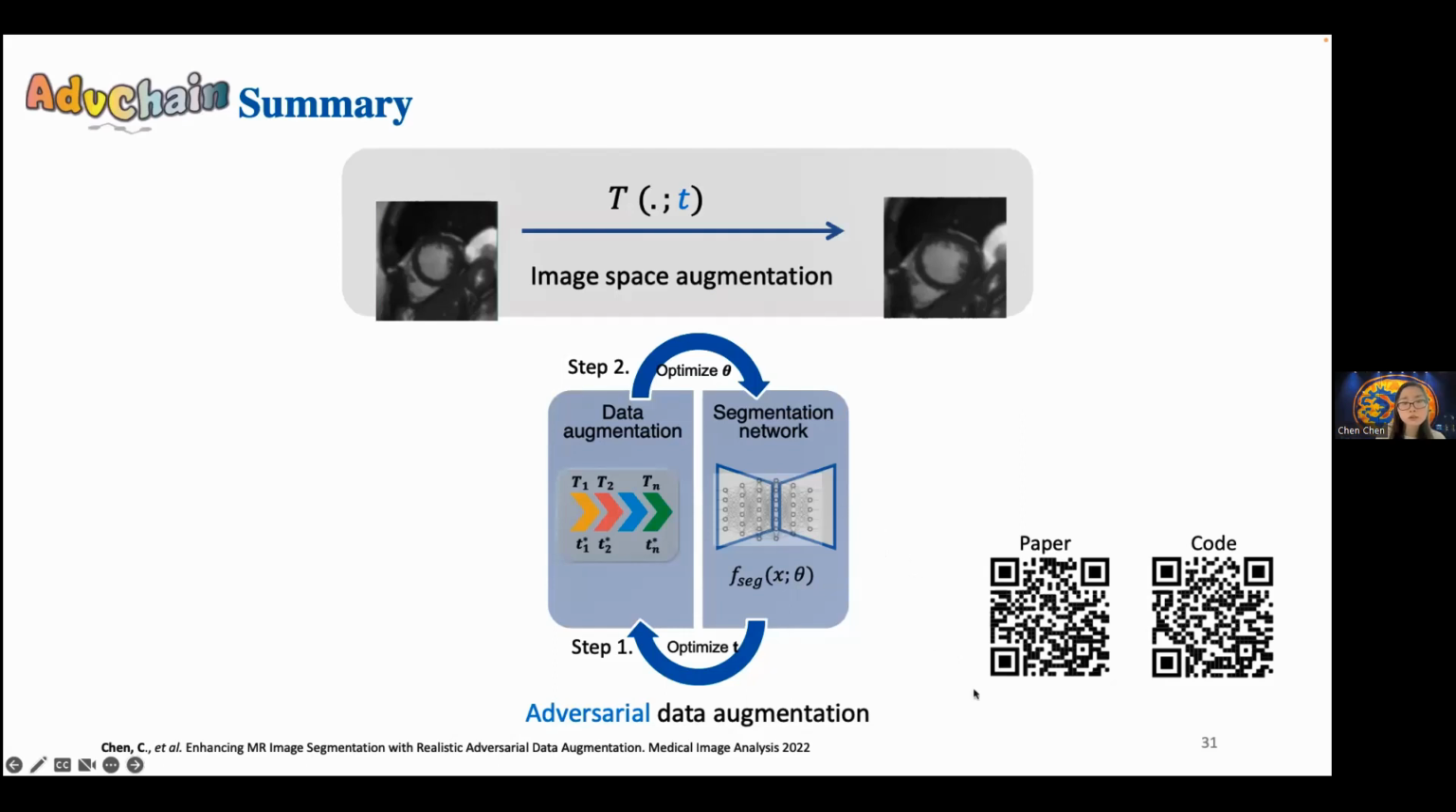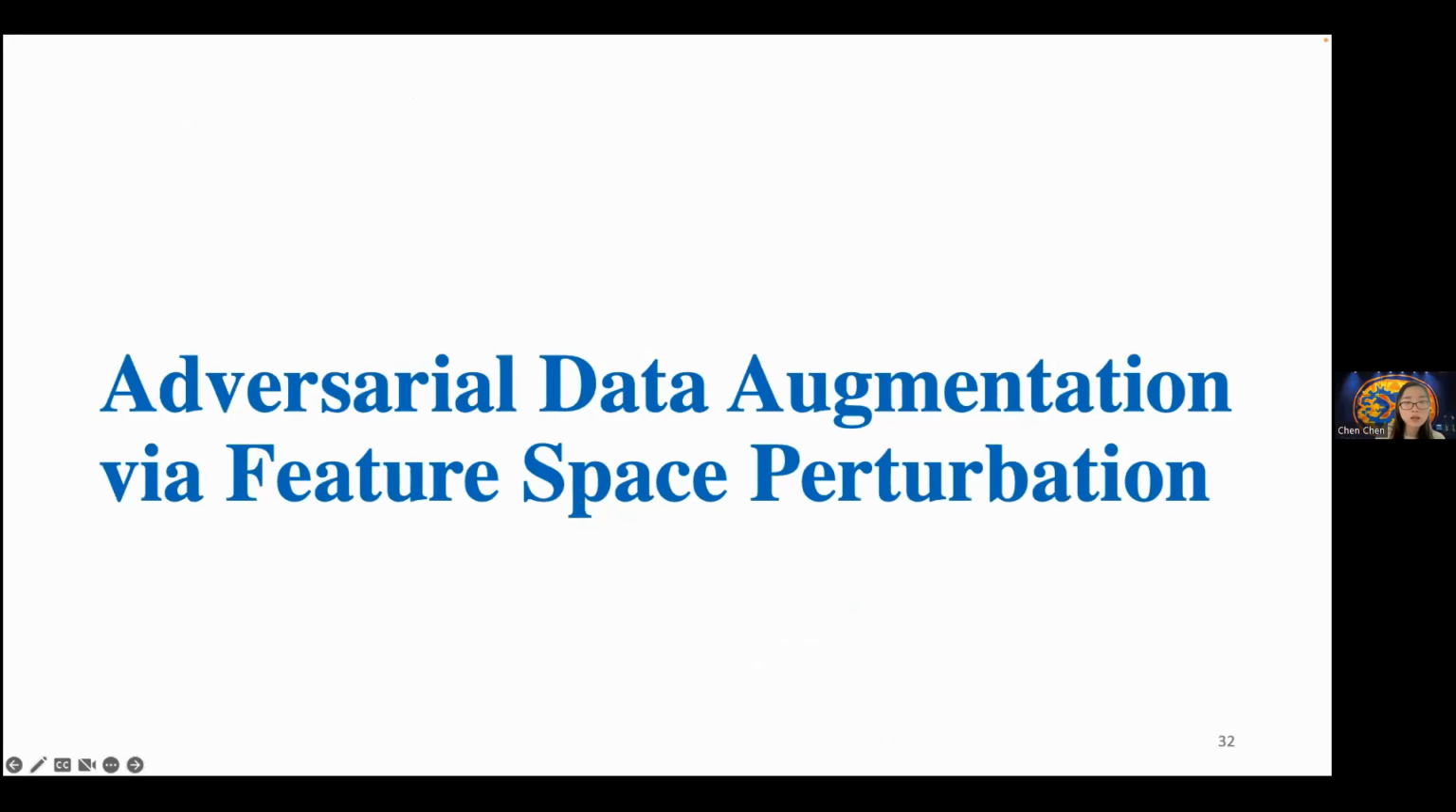So here is the QR code for the paper and the code. And we are very happy to see that Adv train has been adopted in the winner algorithms by another research team in the CMR motion challenge. So this verifies the practical value of Adv train for improving model robustness. Okay. I will stop here to see if there are any questions for the first part.